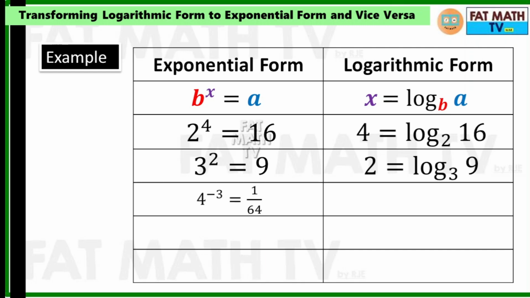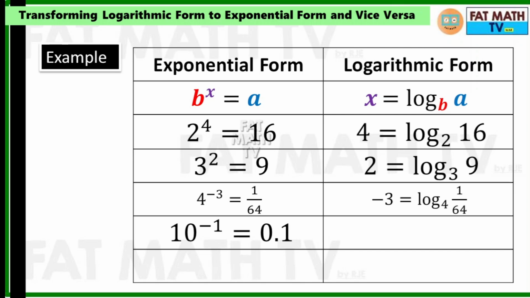And then another example, 4 raised to negative 3 equals 1 over 64. So the exponent negative 3 is equal to the logarithm of 1 over 64 to the base 4. Actually, you can also have logarithm of 1 over 64 to the base 4 equals negative 3. If you write the logarithm first, then that's also okay.